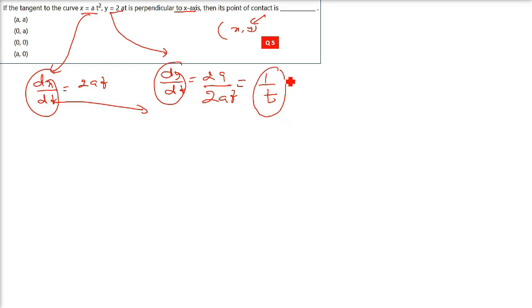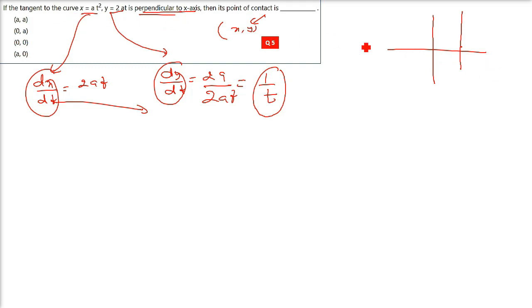Now, this tangent is perpendicular to the x-axis. So we have to find t, because the slope we have found out and the slope is already given in the question. The tangent is perpendicular to the x-axis. What does it mean? The angle is 90 degrees. What does it mean? Tan 90 degrees is what? Tan pi by 2 is infinite. So I am talking about this line. This is the tangent to the curve. The angle is 90 degrees. We always take the tan of that angle, and that angle is pi by 2 here. Tan pi by 2 is infinite.